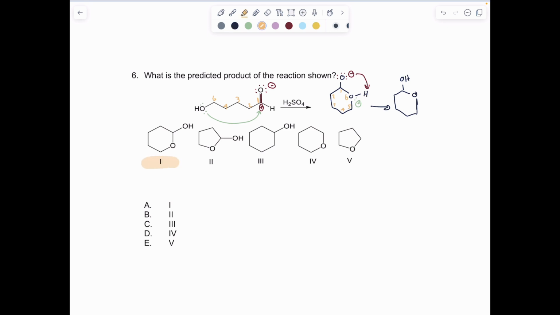This is the only one that has a 6-membered ring with the oxygen and the OH group on neighboring positions. This is a 5-membered ring. This is a 6-membered ring, but it doesn't have the oxygen. This is 6-membered, but it doesn't have the OH group substituent, and this is a 5-membered ring. So option A is the correct answer.